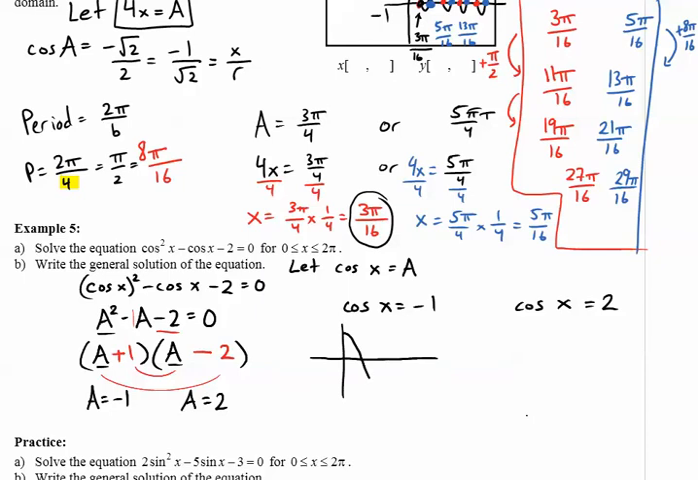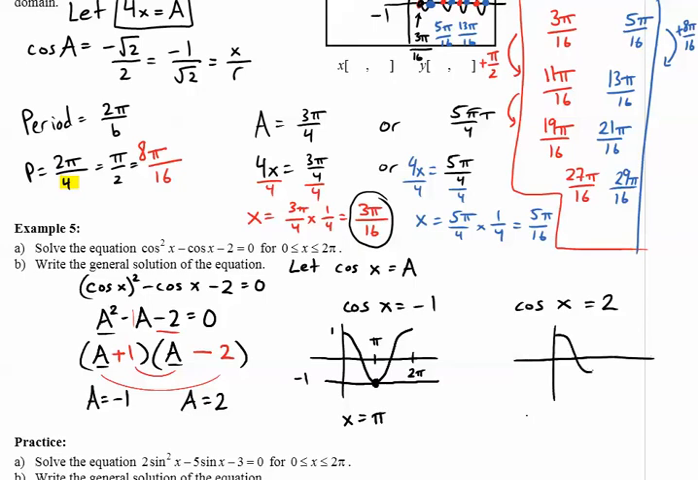Cosine starts at the top, goes down, comes back up again, and it stays between 1 and negative 1. If I graph the line negative 1, that looks like this. It crosses at just one point, halfway between the beginning and the period of 2 pi, so it crosses at the point pi. Now when is cosine x equal to 2?